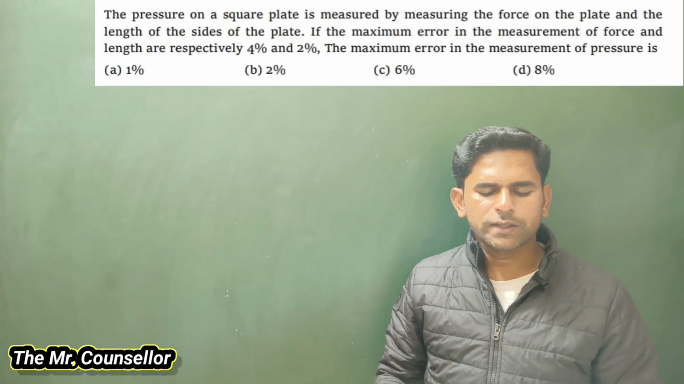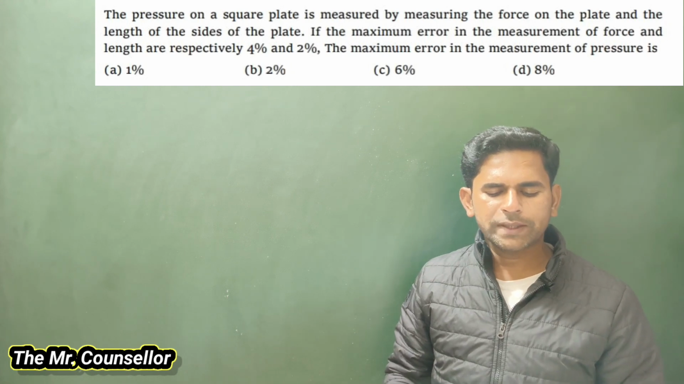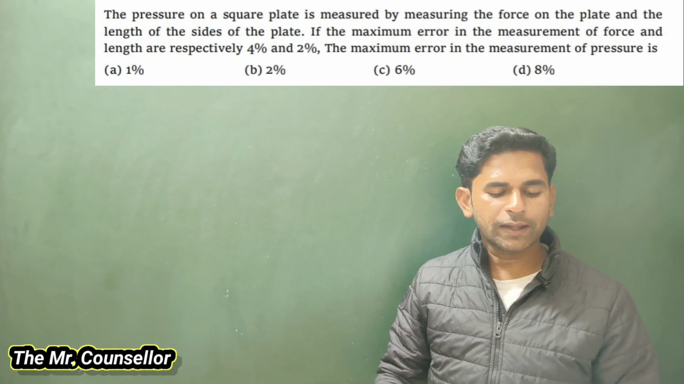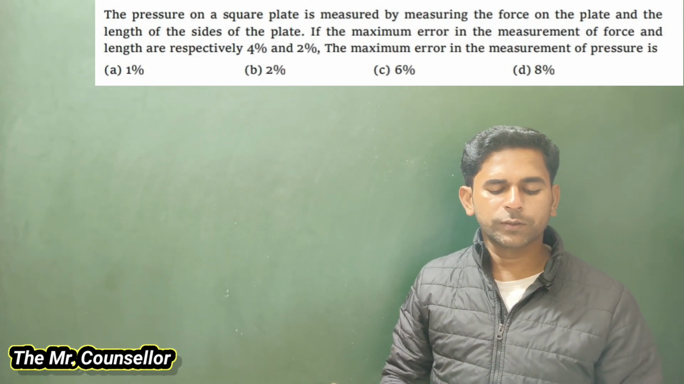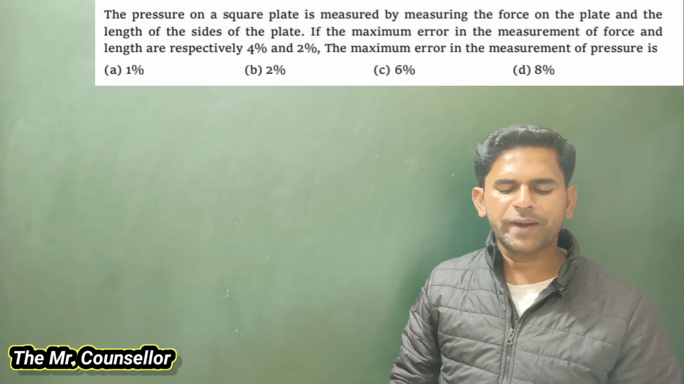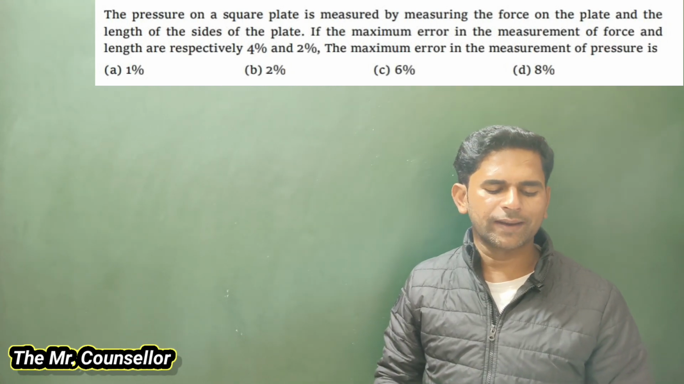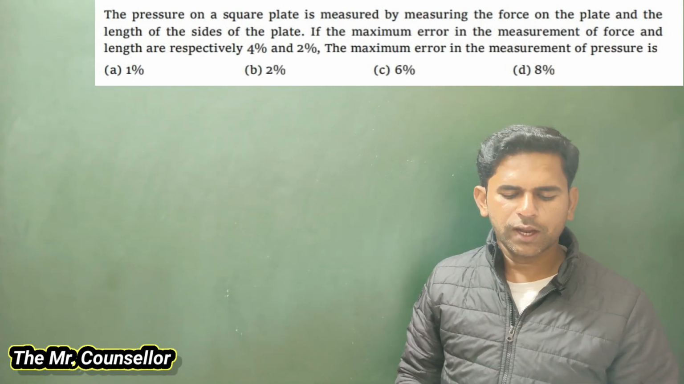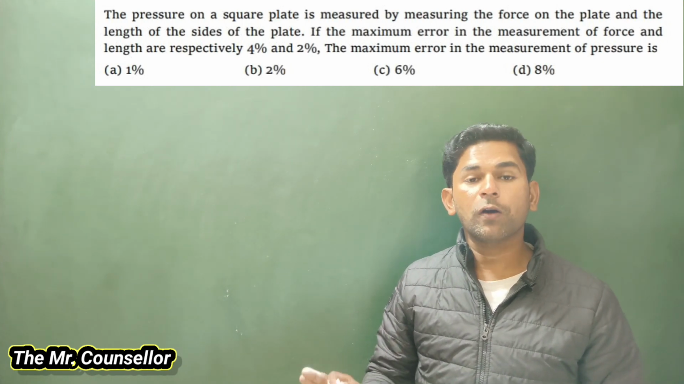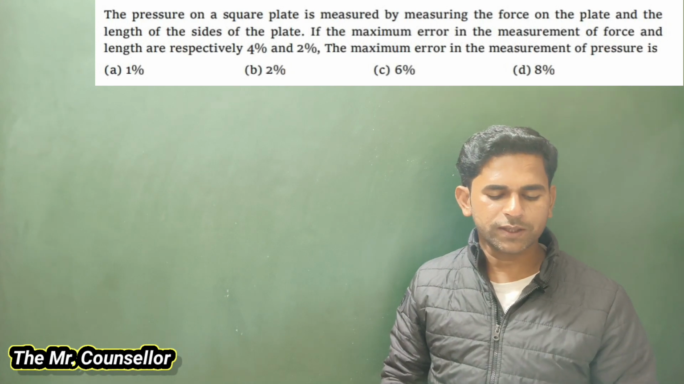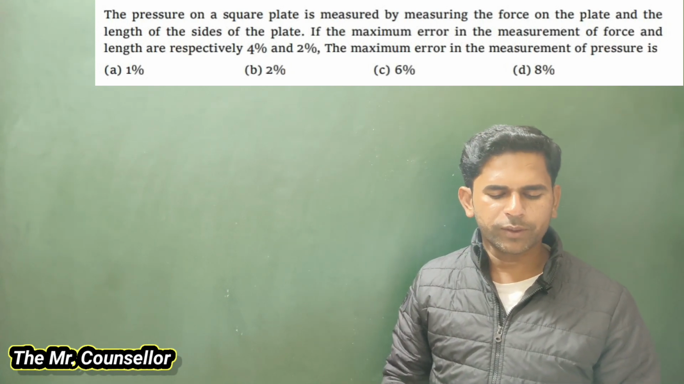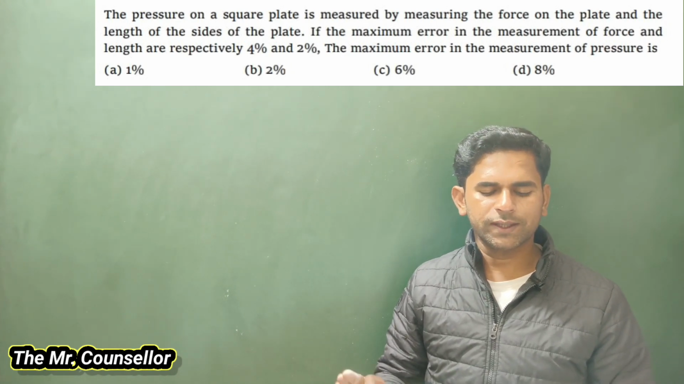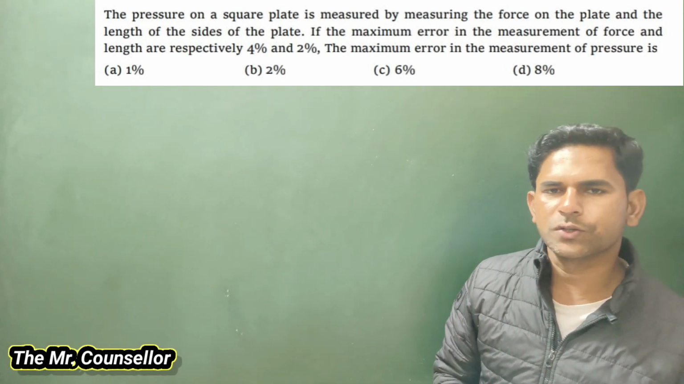The pressure on a square plate is measured by measuring the force on the plate and the length of the sides of the plate. If the maximum errors in the measurement of force and length are respectively 4% and 2%, the maximum error in the measurement of pressure is: option A 1%, option B 2%, option C 6%, option D 8%. Very good question.